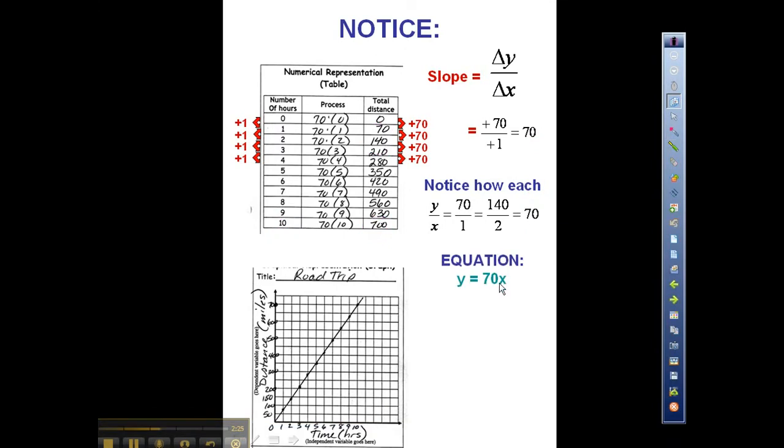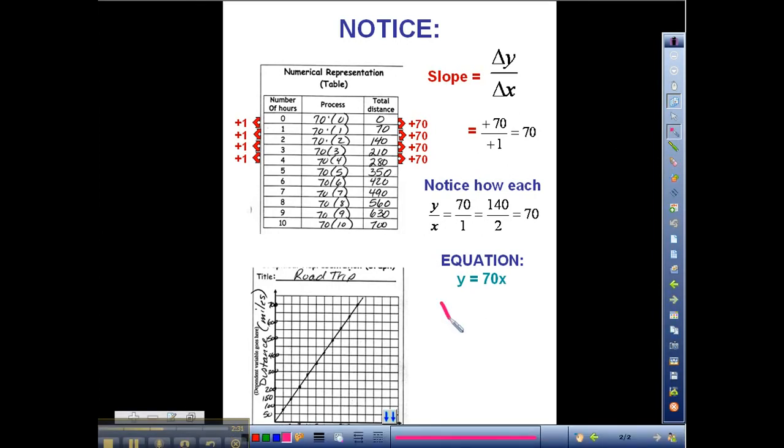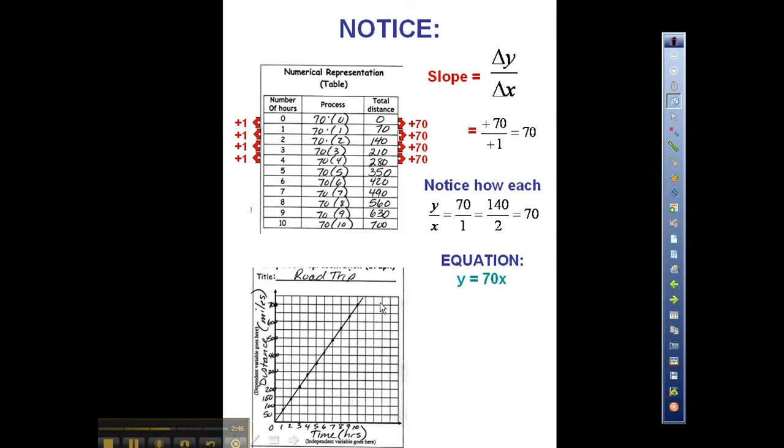Here's the equation. Do you see the form the equation took? Yep. Remember we just learned y equals mx plus b. What's your b in this situation right here? 0. Yeah, it's like adding on 0. But we don't normally write that. It drops off.